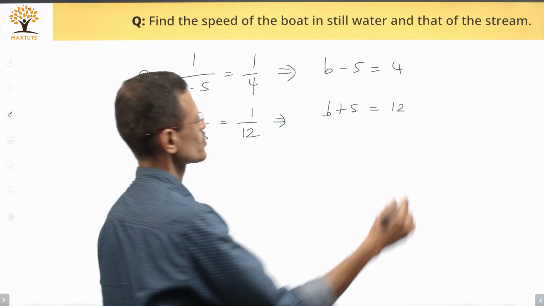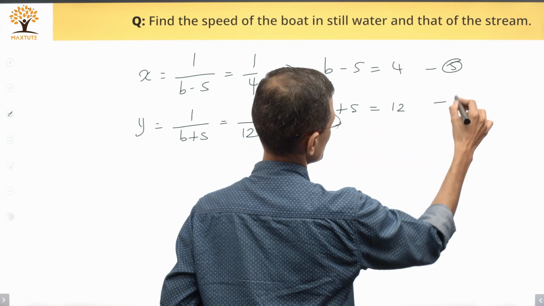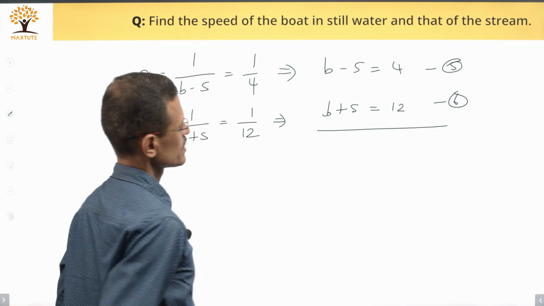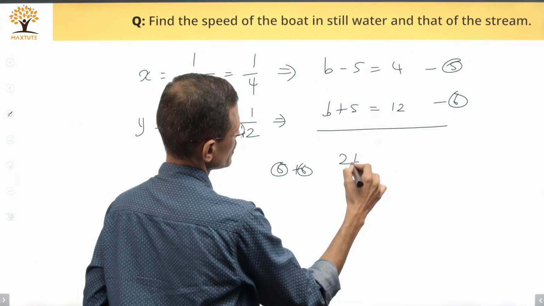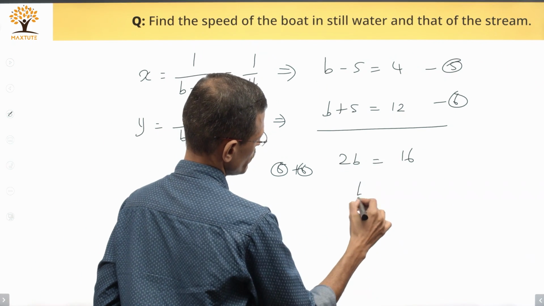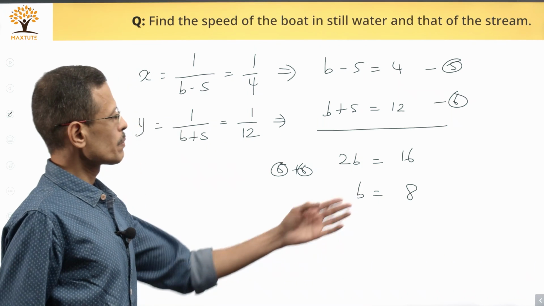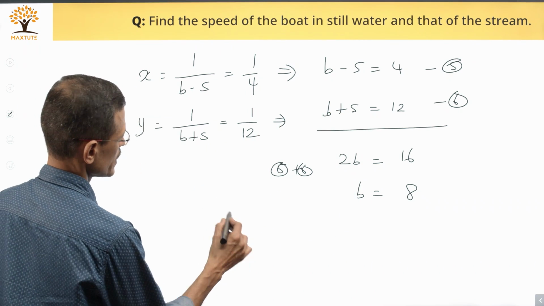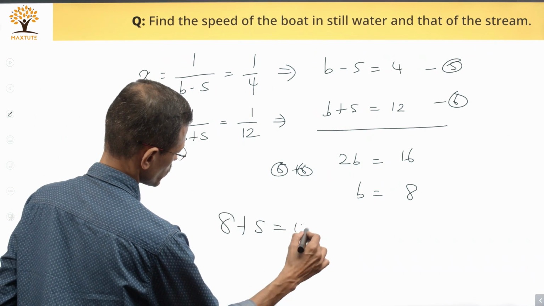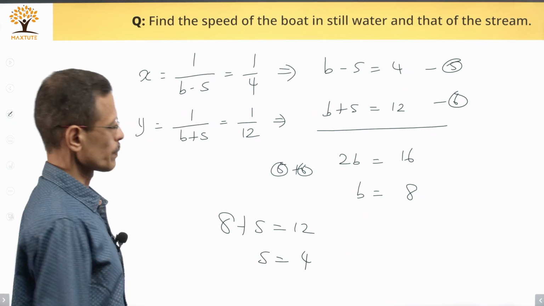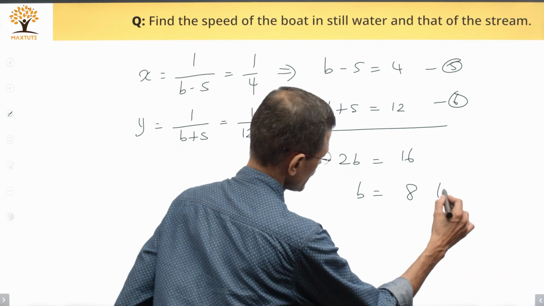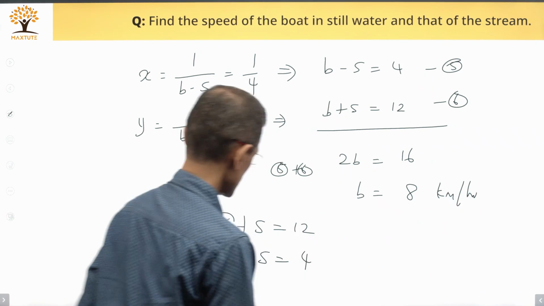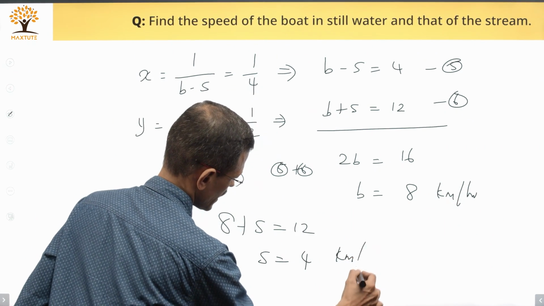We'll give numbers to these equations also, 5 and 6. Add these two equations, 5 and 6. So 5 plus 6, if we add them, you will get 2b is equal to 16, or b is equal to 8. Plug in the value of b as 8 in one of the equations. 8 plus s is equal to 12, which means s is equal to 4. Still water speed of the boat is equal to 8 kilometers per hour, and the speed of the stream is equal to 4 kilometers per hour.